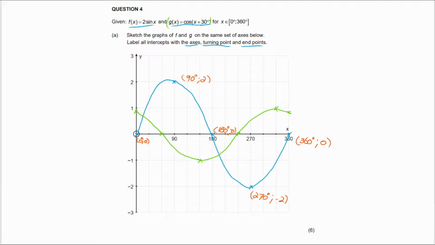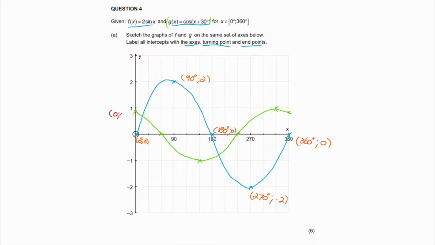Then now let's label the important things for g of x. So this point over here is 0, 0.9. Okay, this one is 60 degrees and 0. Let me put the degrees up there. This is a turning point, so we need to label it. This was 150, so 150 degrees, -1.